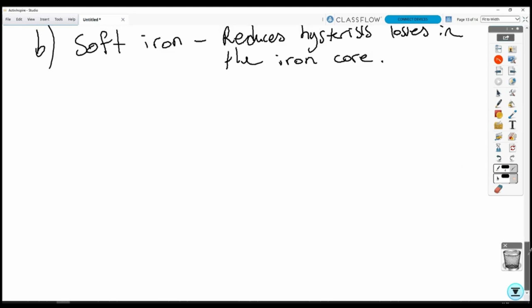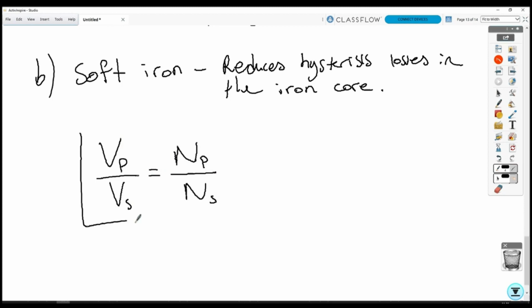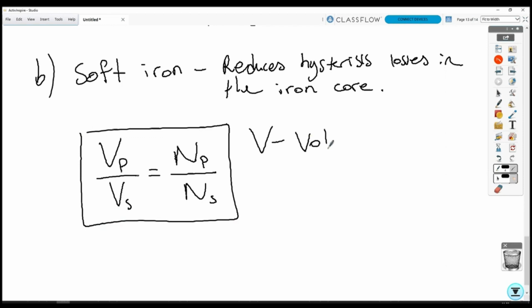Finally, we've got transformer equations. So V primary over V secondary is equal to the ratio of the number of turns in the primary over the number of turns in the secondary. Put a box around that. So V is voltage in volts, and N is number of turns.